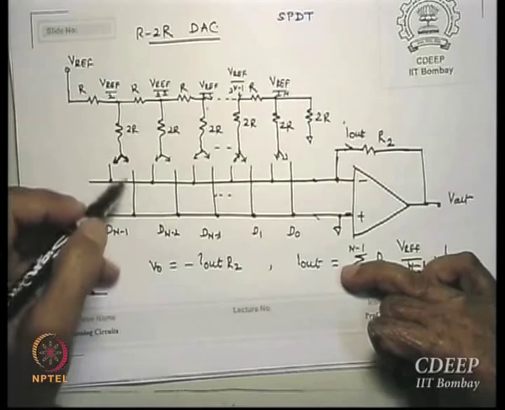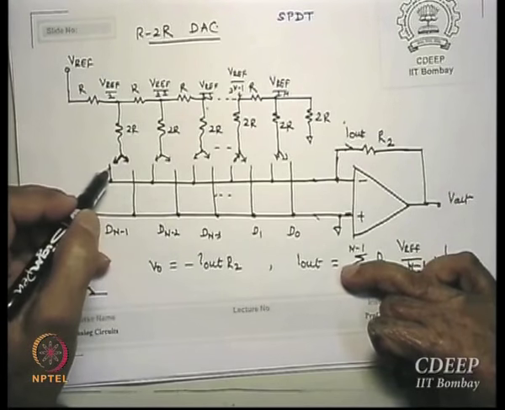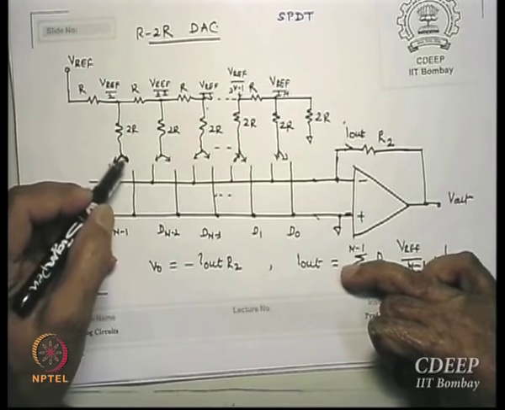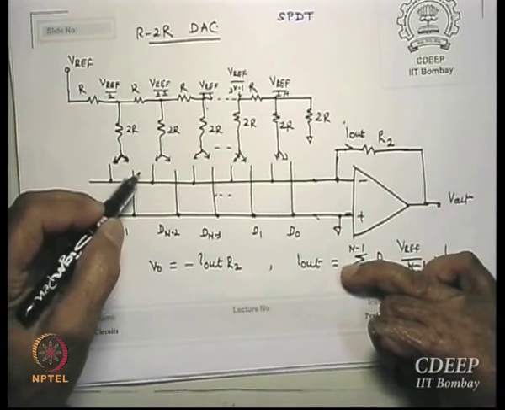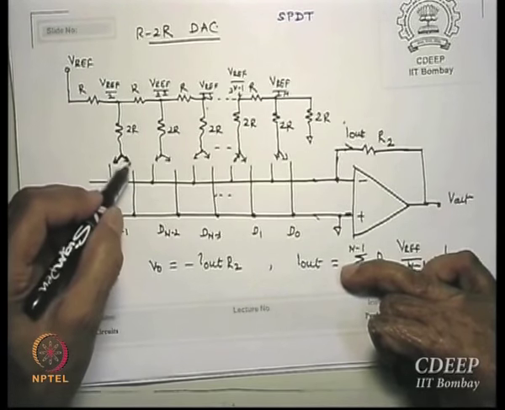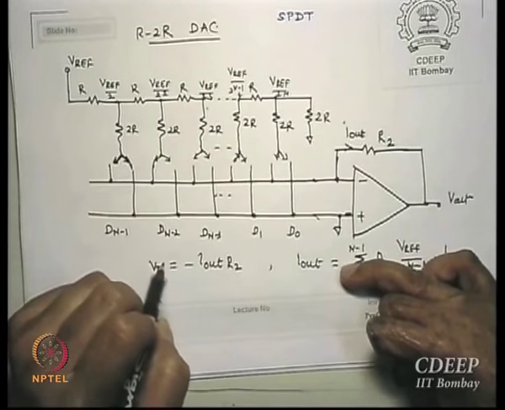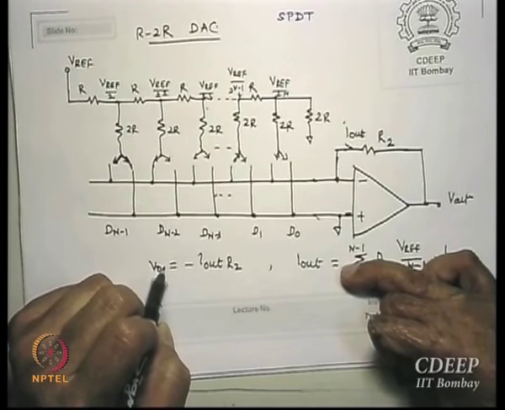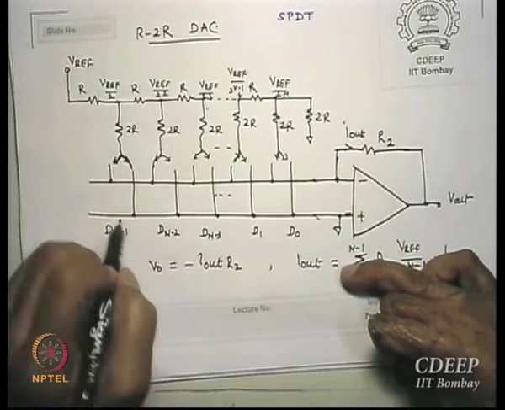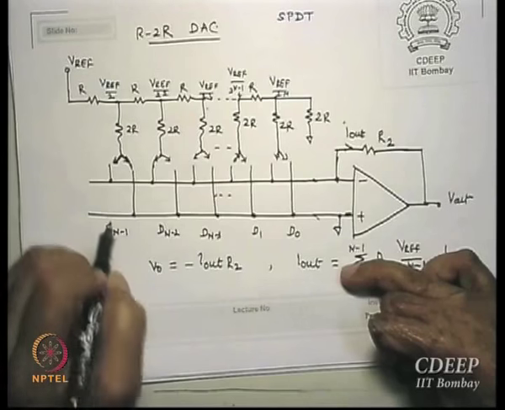So depending on the bit I have, either I will connect here, or I will connect here. Is that correct? If it is a 0 bit, I will connect here. If it is a 1 bit, I will connect here. Is that clear? This is what an SPDT switch does. We will not go into detail on how this switch is built, but this is the switching we do.